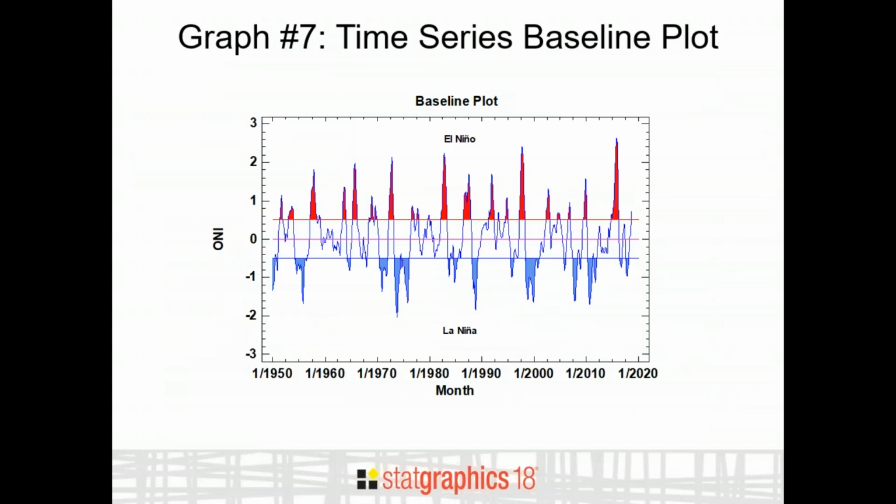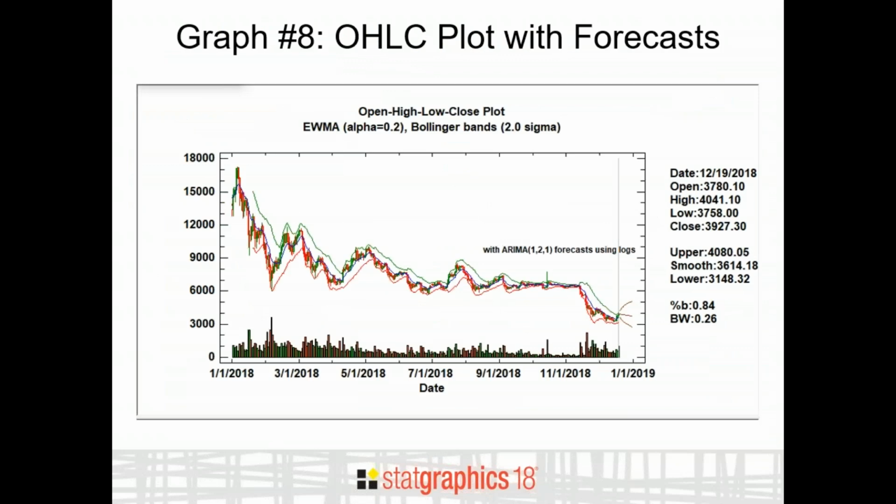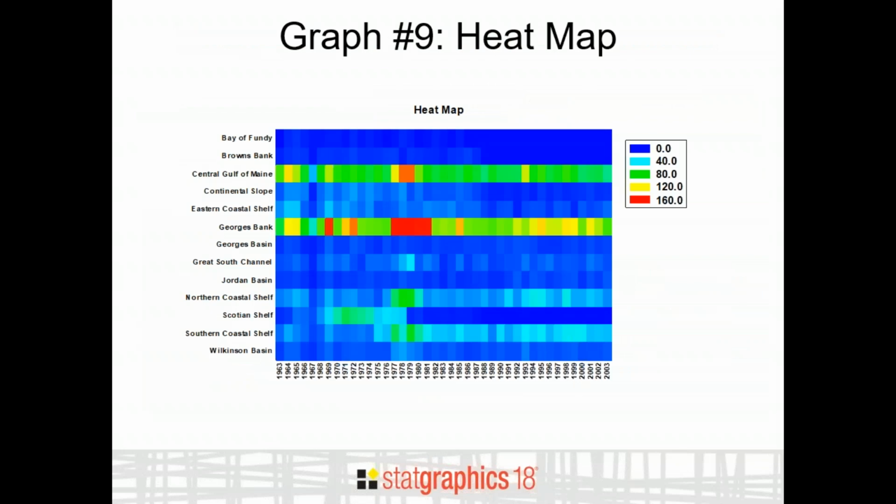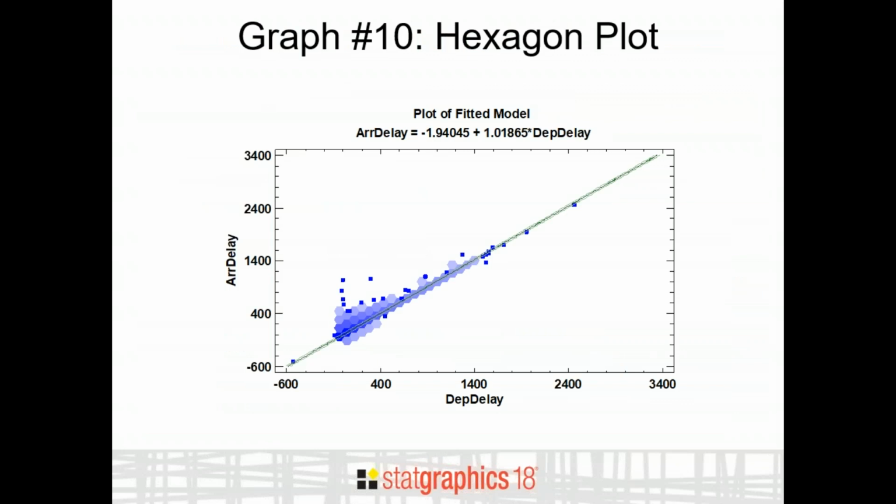Graph number 7, the time series baseline plot. Graph number 8, the open, high, low, close plot. Graph number 9, the heat map. And graph number 10, the hexagon plot. I'll add a list of those to my slides here before I post them on the website.